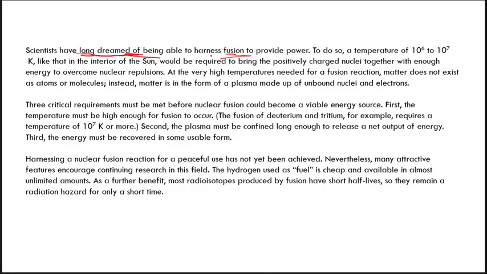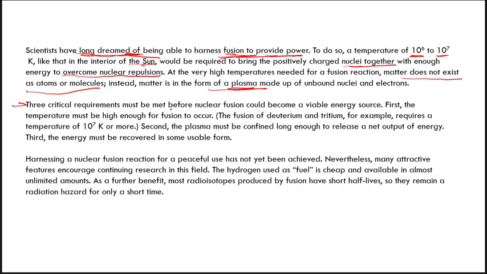Scientists have long dreamed of being able to harness fusion to provide power. To do so, a temperature of 10^6 to 10^7 Kelvin, like that in the interior of the sun, would be required to bring the positively charged nuclei together with enough energy to overcome nuclear repulsions. At the very high temperatures needed for a fusion reaction, matter does not exist as atoms or molecules. Instead, matter is in the form of a plasma made up of unbound nuclei and electrons.